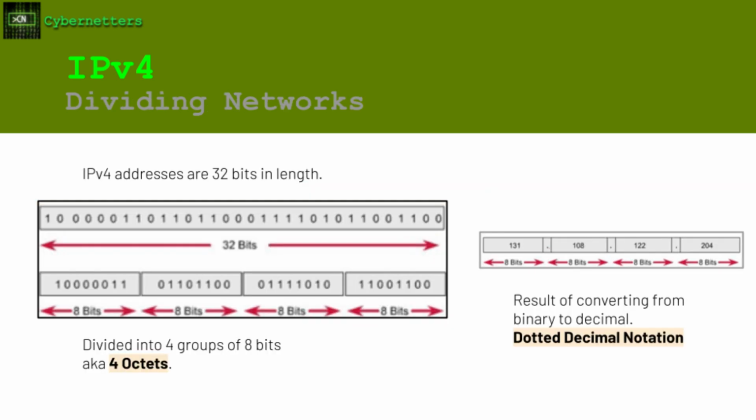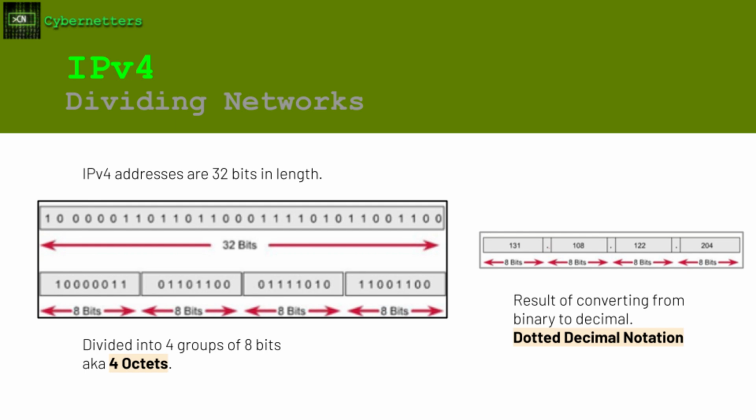So let's talk a bit about how IPv4 addresses are structured and represented. As you can see, IP addresses are 32 bits long, and they're divided into 4 groups of 8 bits. These are called octets. Each 8-bit group can hold values between 0 and 255. For example, a binary representation can be shown there, and when it's converted into decimal, it can display something like 131, 108, 122, and 204. So basically, when you see an IP address, a computer reads it as 0s and 1s rather than the numbers you can see on screen.